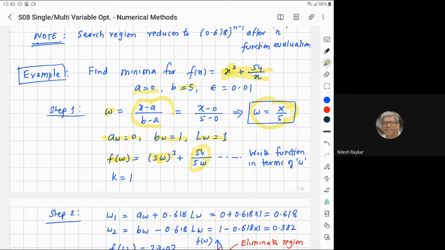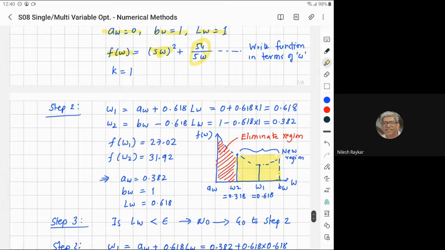Okay, so the point to be remembered is that you have to convert to W, and then you have to proceed in the region elimination scheme. So you have to calculate at W1 the value of the function. So this is W1 and W2, the two coordinates 618 and 382, and you calculate the function value. So at W1 the value is smaller, and at W2 the value is larger. Whichever side you are having the taller side, that region you can eliminate. So that way you can remember.